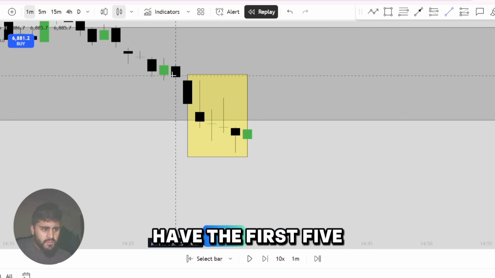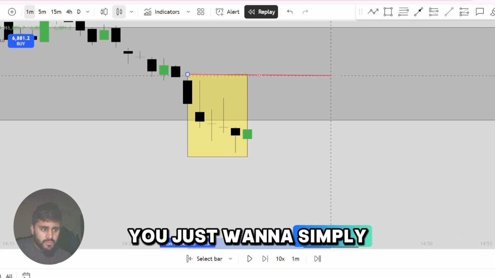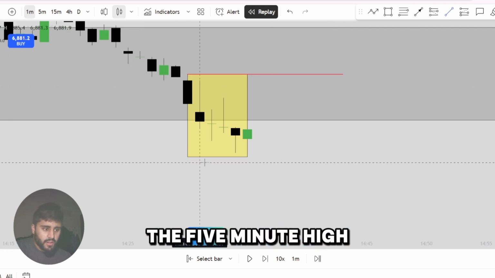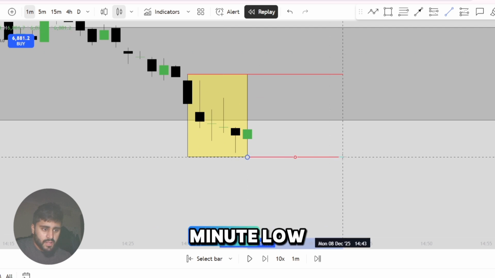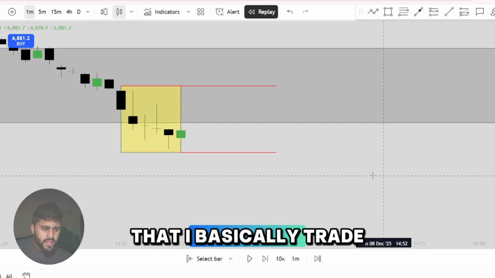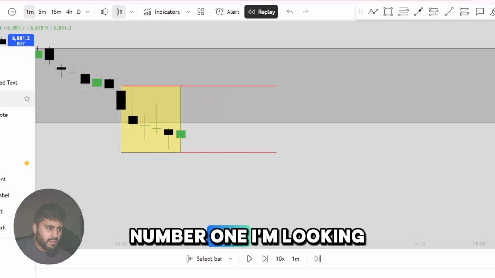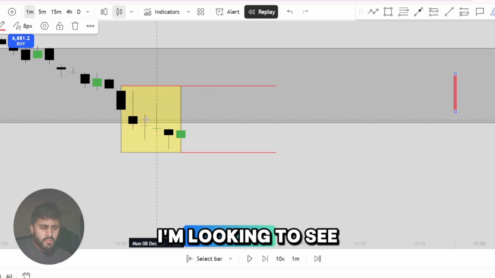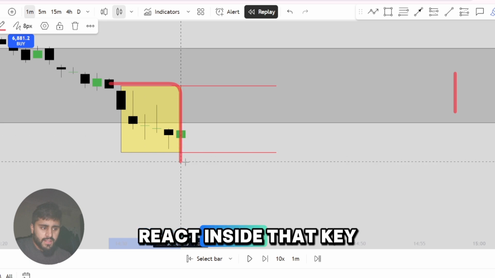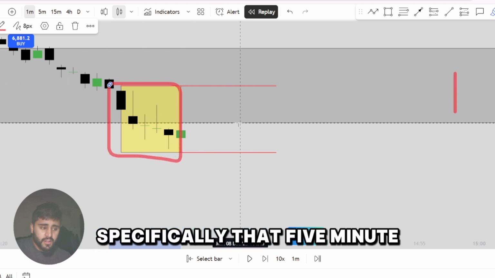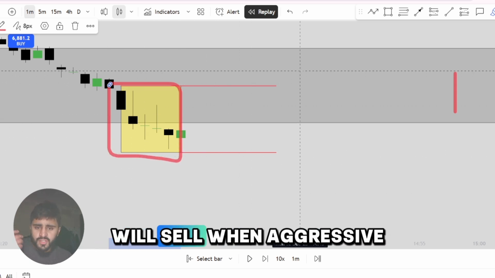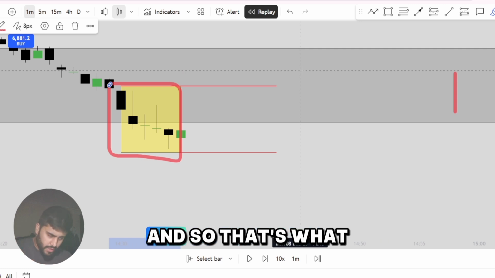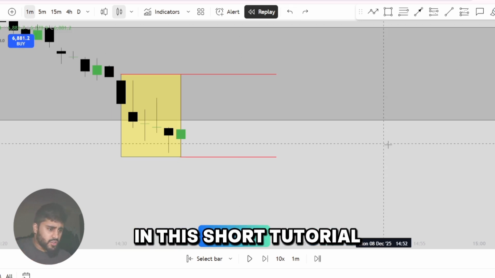Now that we have the first 5 minutes, you simply want to draw a line from the 5-minute high down to the 5-minute low. The way that I trade is, number one, I'm looking for price to tag into a key level. Number two, I'm looking to see how buyers and sellers react inside that key level, specifically that 5-minute ORB. And number three, I will sell when aggressive buyers fail. That's what I'm going to go over in this short tutorial, right?